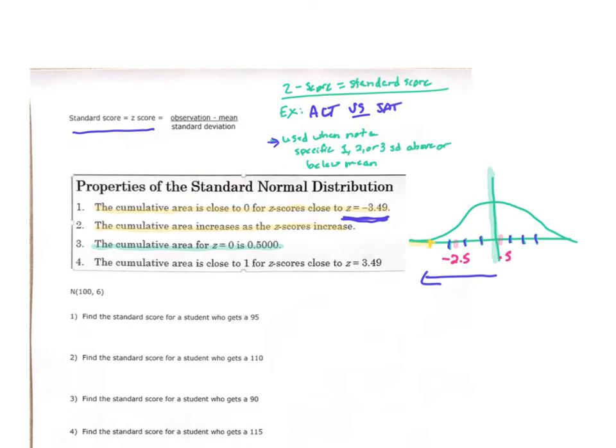normal curve. And so the cumulative area is going to be 50%, right? From here and lower is 50% of the data. And that's what that means. And that's going to be at a z-score of 0. So right smack dab at the mean.